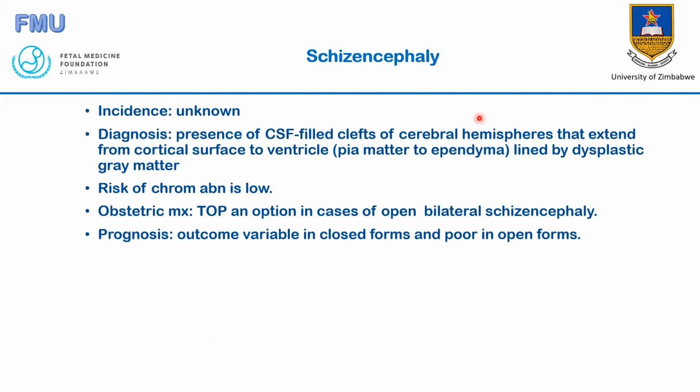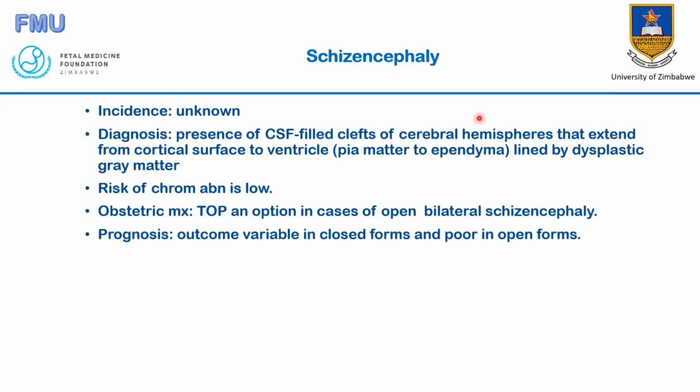We go to another condition called Schizencephaly. The incidence is unknown. It's the presence of CSF fluid clefts of the cerebral hemispheres that extend from the cortical surface to the ventricles. That is from pia mater to the ependyma, lined by dysplastic gray matter. The risk of chromosome abnormality is low, and the outcome is variable in closed forms and poor in open forms. TOP is an option in case of open bilateral Schizencephaly.